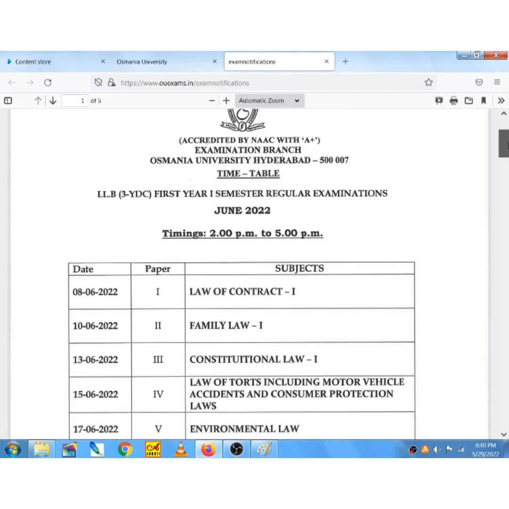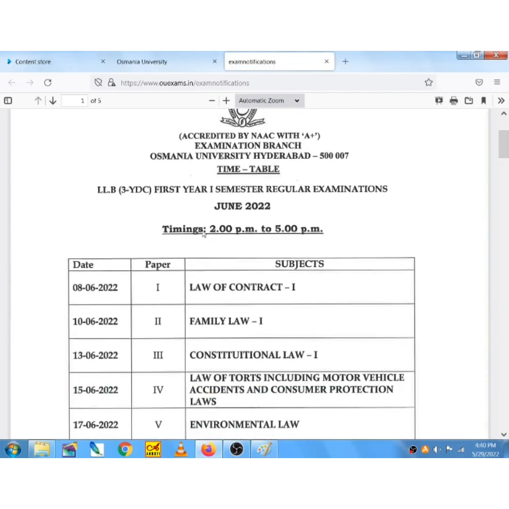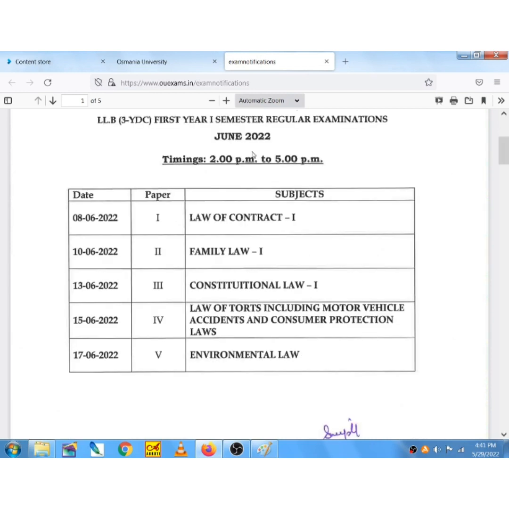So first thing to note is that the exams are from 2 p.m. to 5 p.m. So this is a very good thing. Otherwise you would wake up at 8 a.m. then you would leave for the exams. But when you have timings from 2 p.m. to 5 p.m. you can have about 6 to 8 hours extra depending on your time of waking up. So you'll have 6 to 8 hours for studying and revising the questions before the exam.